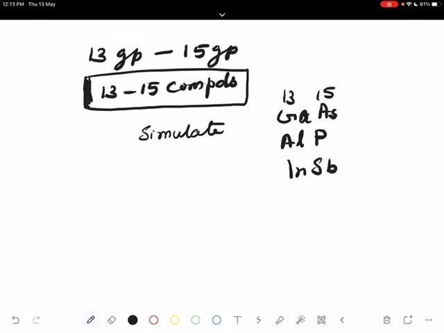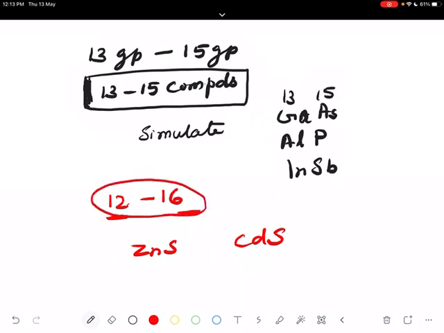Or 12-16 compounds, then also you can simulate an average valency of 4. Elements of group 12 and group 16 are combined, for example, zinc sulfide or cadmium sulfide. But these are not perfectly covalent compounds. So these are called 12-16 compounds, to simulate an average valency of 4. Next, magnetic properties.